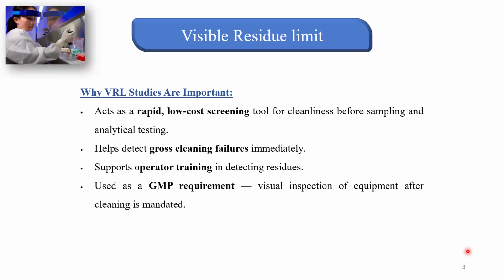VRL is also very useful for operator training. By using VRL study samples, operators are trained to understand what level of residue can be seen and what a clean surface should actually look like. This improves consistency and confidence in visual inspections. Most importantly, visual inspection is a GMP requirement. Regulatory guidelines clearly state that equipment must be visually inspected after cleaning. VRL studies scientifically support this requirement and strengthen the overall cleaning validation program. So, VRL does not replace analytical testing, but it plays a very important supporting role in ensuring equipment cleanliness.